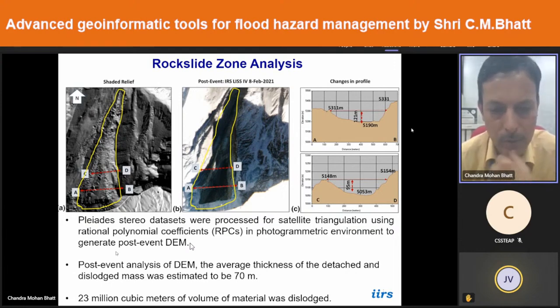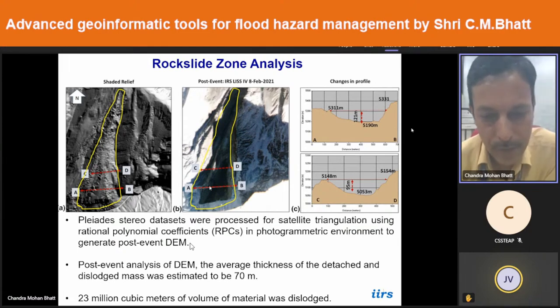We generated a DEM based on the data sets we got, and from the post-event data analysis, we were able to see that on average, the thickness of the detached and dislodged mass was estimated to be 70 meters, and from this we were able to estimate 23 million cubic meters of material dislodged. So these DEMs are very important to find out the volume of the material that gets dislodged.